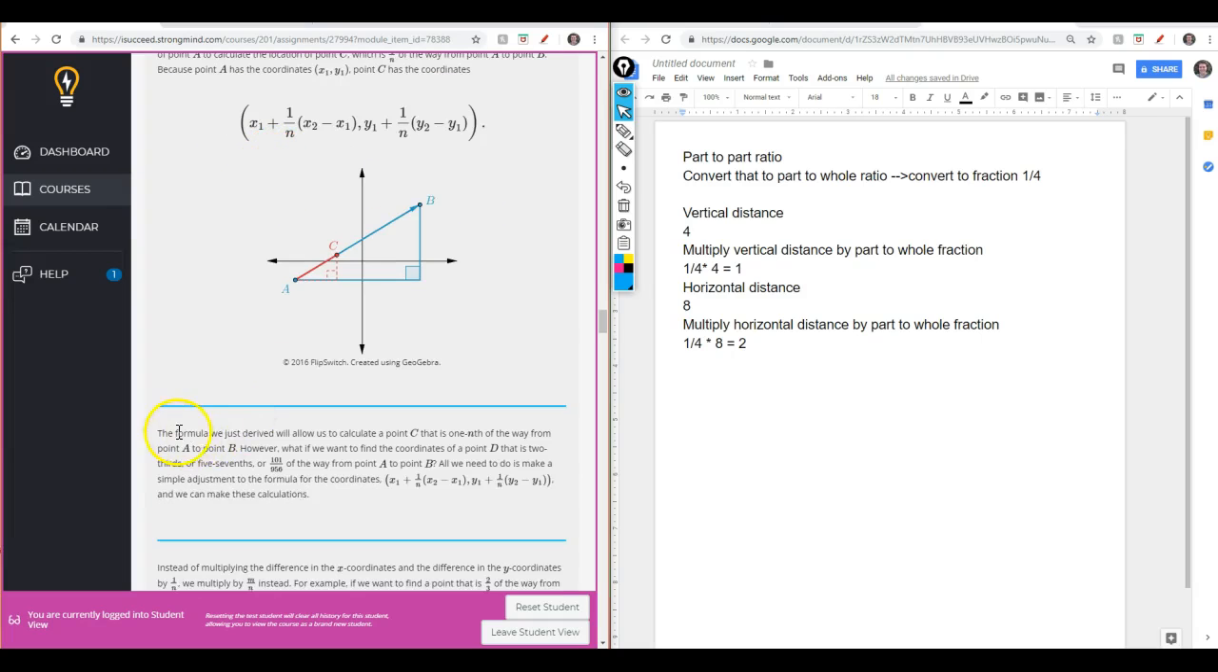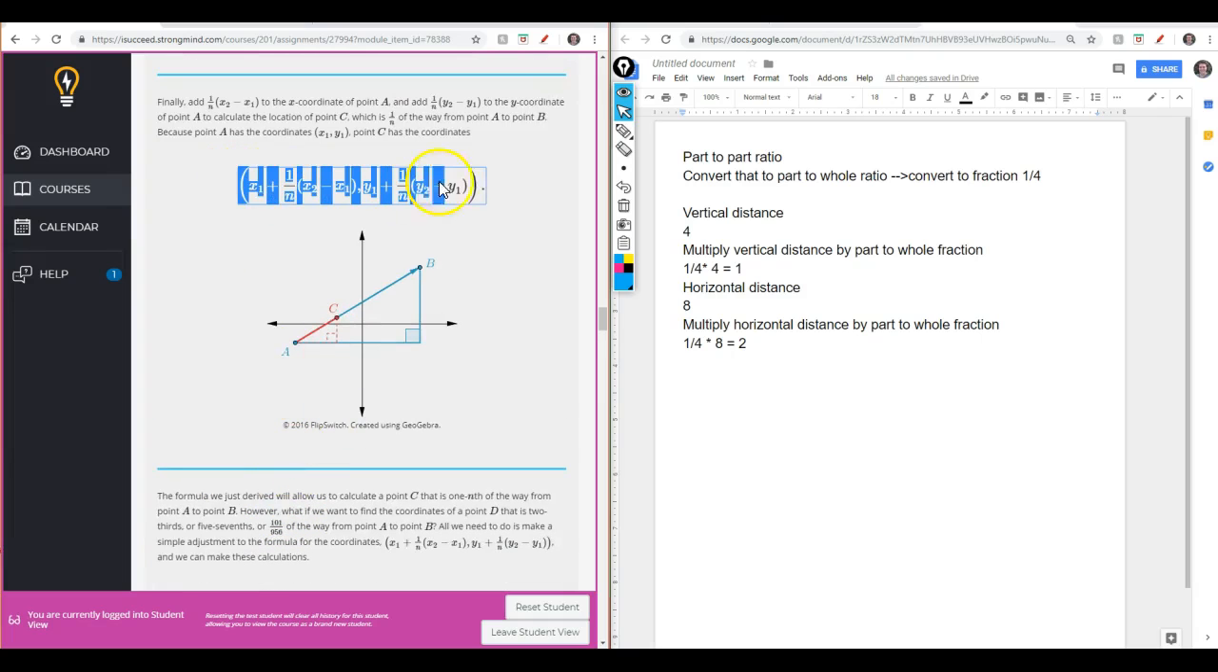And so the formula we just derived will allow us to calculate a point that is 1/n of the way from point A to point B. Okay, so this is the formula that we would use. So I would just keep that. Maybe it'll let me copy it over. Okay, I know that that is a division right there, and this is a division.